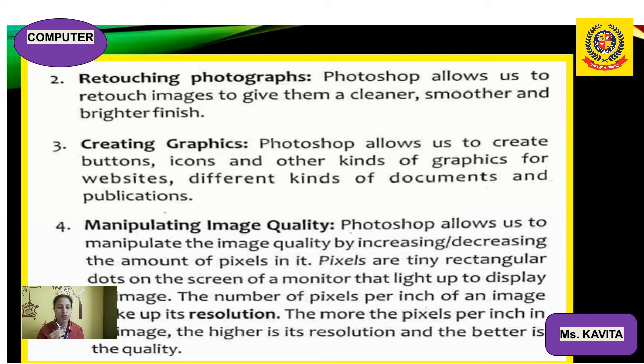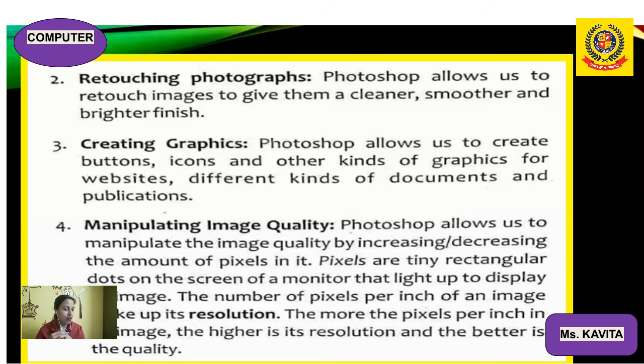In cameras also we are seeing the pixels. So pixels means the number of lighted colored dots that make up an image. They are known as pixels. Pixels are the tiny rectangular dots on the screen of a monitor that light up to display an image. The number of pixels per inch of an image make up its resolution. The more pixels per inch in an image, the higher its resolution and the better the quality.